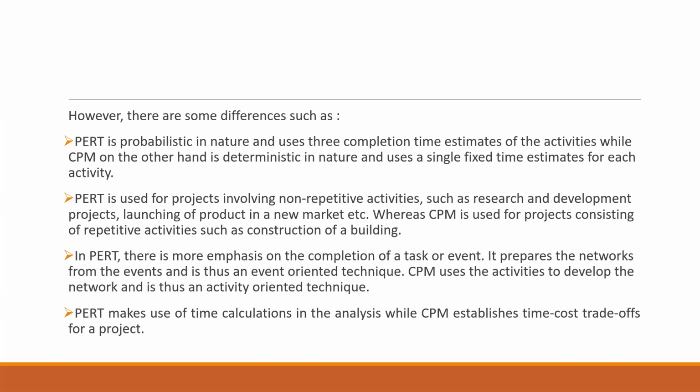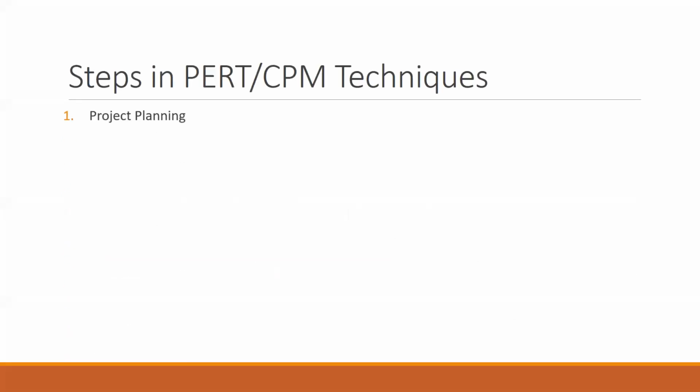Now, there are some steps which are involved in both PERT and CPM techniques, which we need to follow. Let us see those. The first one is project planning. When we say project planning, this involves identification of various activities or events to be performed, stating their interrelationship. So relating the activities is very important. Then determining the resources required, such as time, money and materials. That will be a part of your project planning.